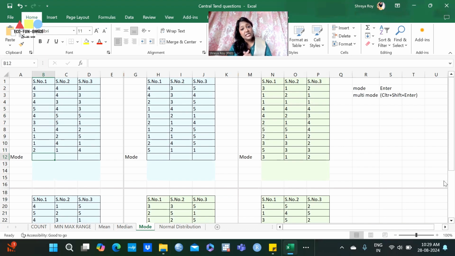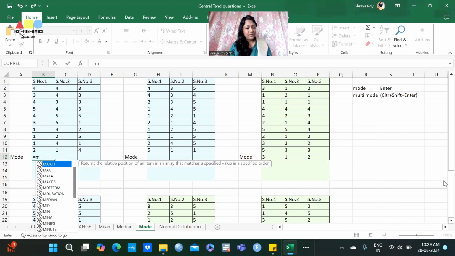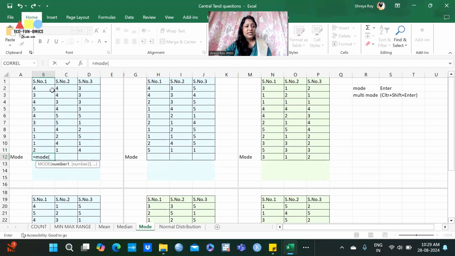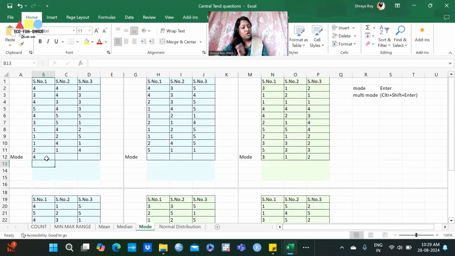First, it can be a singular mode. Second, it can be a multi-mode. So for the very singular mode, it is not a big issue. You will simply write MODE, open bracket, select the numbers, close bracket, enter. So we got our answer 4.